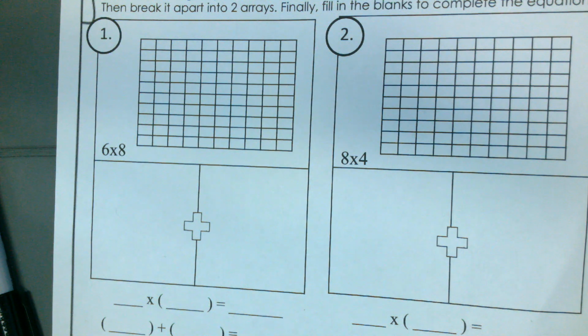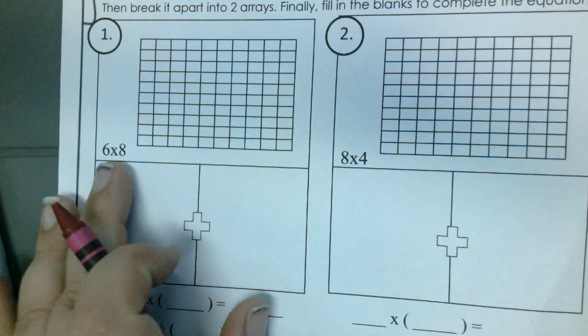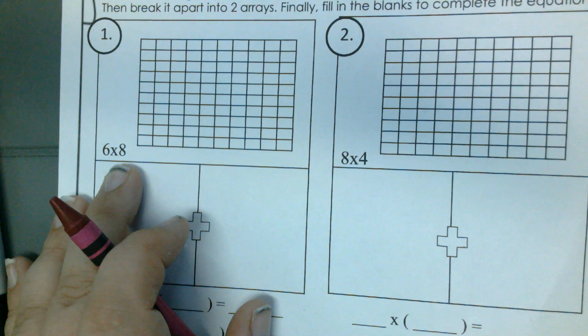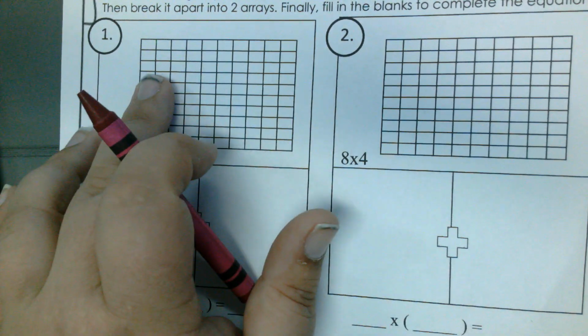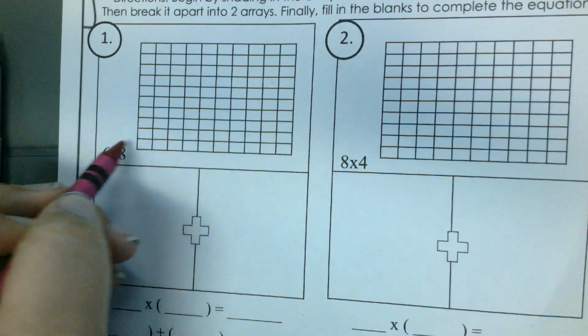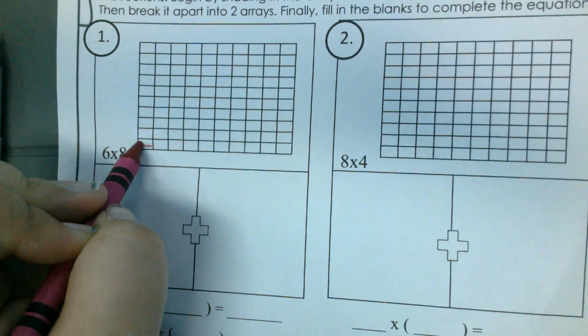So they're going to get this paper for homework, but with different equations. So what we are going to do is first we look at the equation that is given. All right, we have 6 times 8. So we're going to create the array here. So I'm going to go 6 rows of 8.